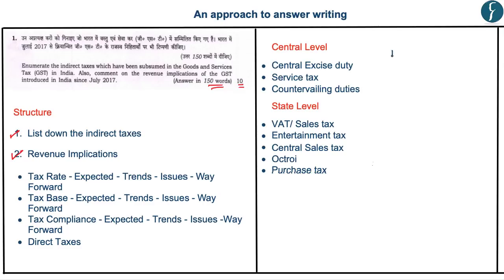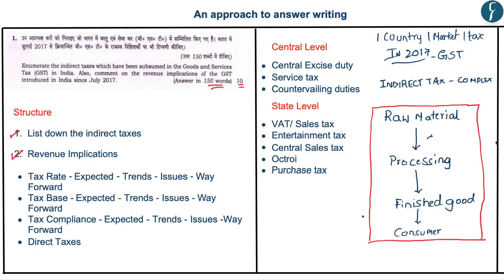Now, as it is well known, in 2017, in pursuance of one country, one market, one tax, GST was introduced as the biggest tax reform by subsuming various indirect taxes that were present at the time. Now, this complex structure enabled both central and state governments to levy taxes at different stages of product life cycle, starting from manufacturing to sale of goods, including distribution.